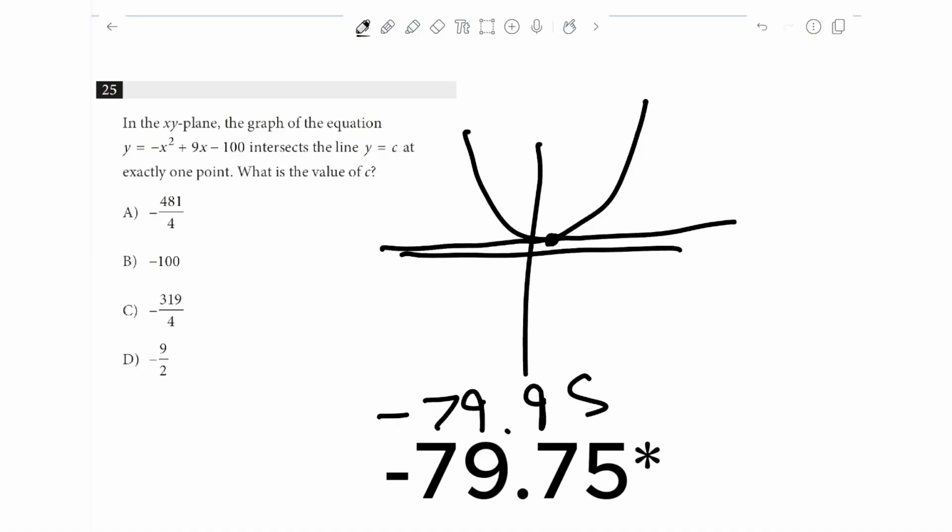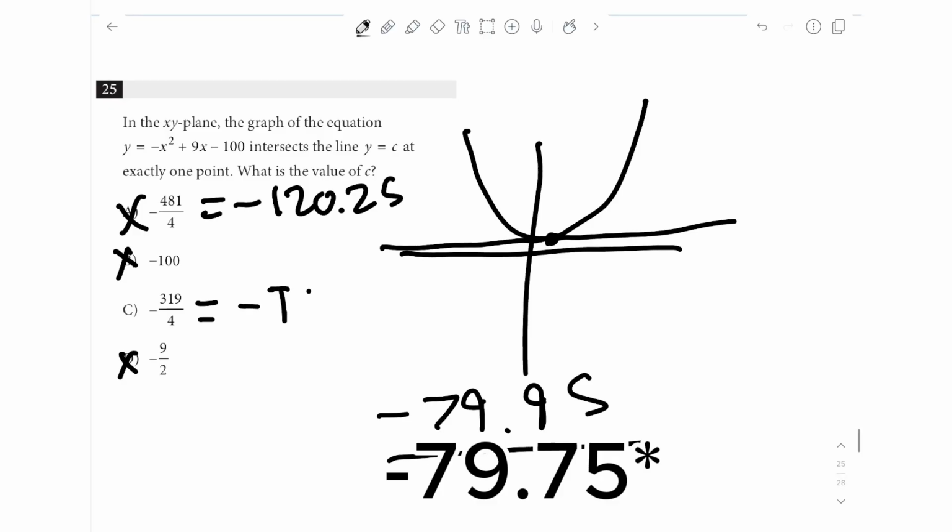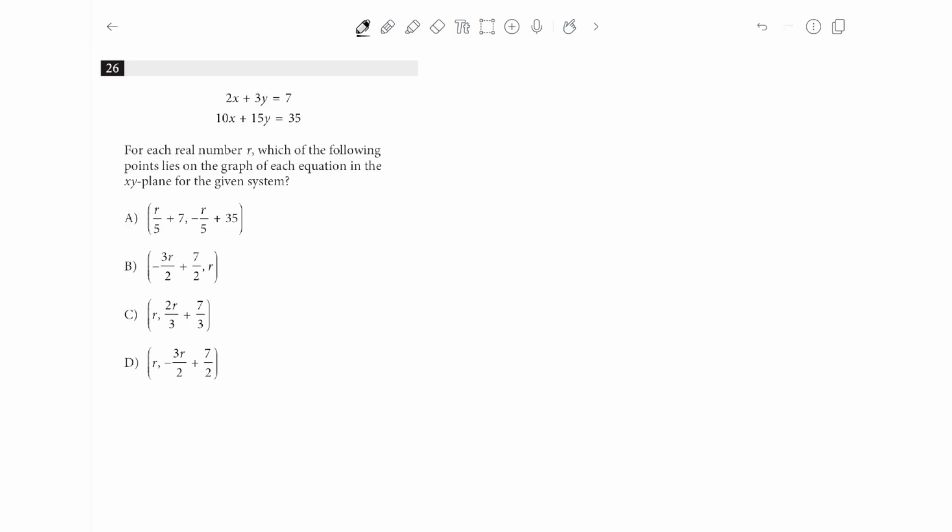So what we can do here is we can just plug in both of these fractions into the calculator because we know it's not going to be this. And we know that 9 divided by 2 is not negative 79.75. We're going to plug both of these in and find out which one is correct. 481 divided by 4 is going to be negative 120.25. So that one's wrong. That really only leaves answer choice C, but let's plug it into the calculator to be sure. 319 divided by 4 is indeed going to be negative 79.75, which is our answer. Answer choice C.